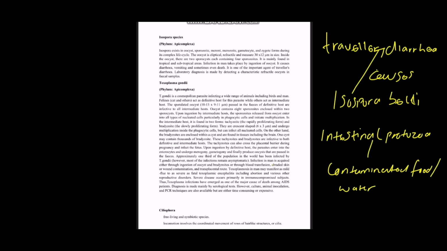One important thing about Isospora belli, in summary: it is an intestinal protozoa that is transmitted through contaminated food or water, and it causes traveler's diarrhea, and it's very fatal, especially in immune compromised individuals.